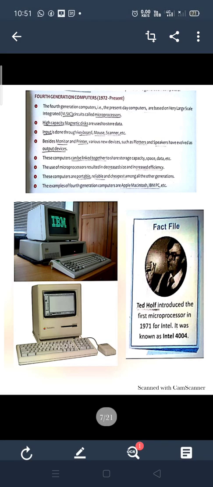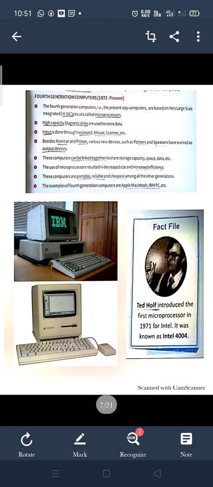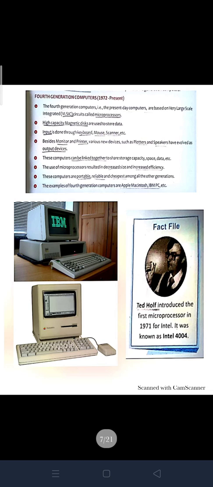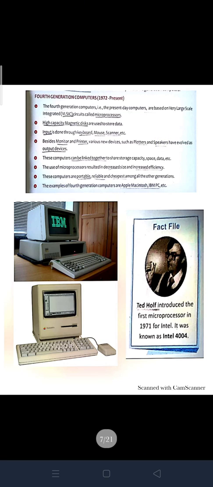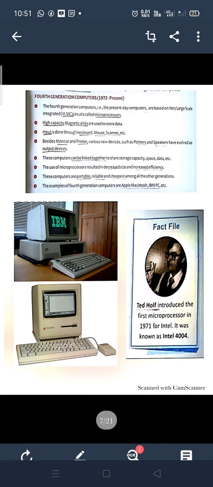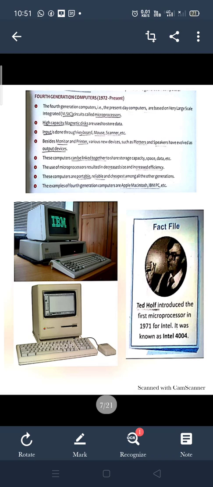Now Ted Hoff was the scientist who prepared the first microprocessor in the year 1971. That is the Intel microprocessor, the Intel 4004. Input devices used, along with the keyboard, now included the mouse, scanner, and many other input devices. Output devices, other than monitor and printer, included plotters, that are big printers, and speakers, children. Right, and these computers can now be linked through a network so that they can share information with each other.